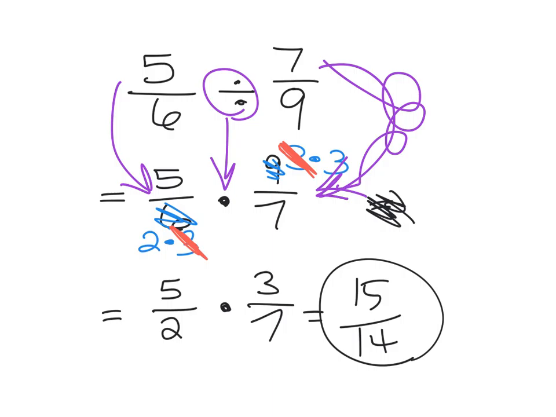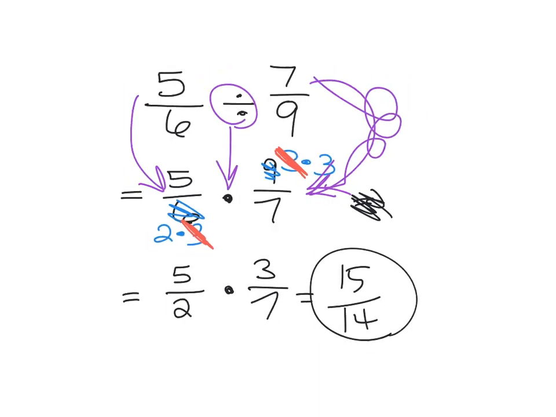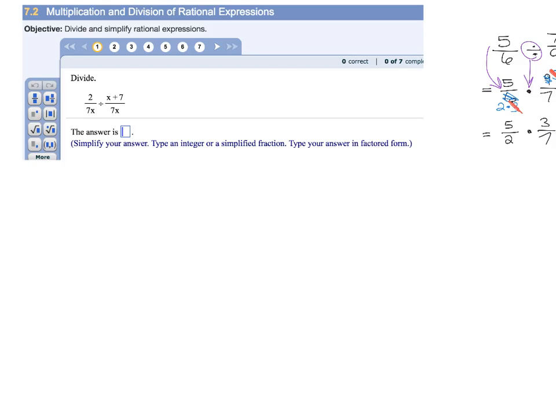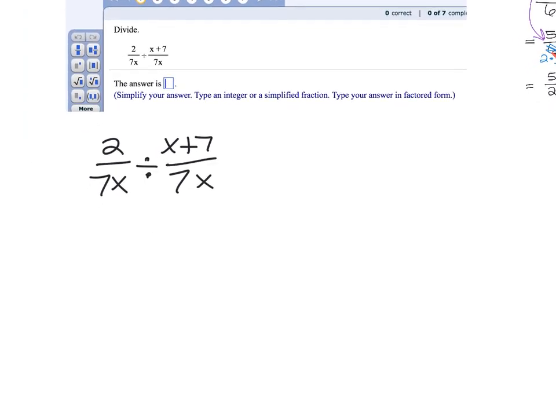Now, the idea is it's going to be the exact same set of rules when we are doing algebra, all right? So what do we have? We have 2 over 7x divided by x plus 7 over 7x. And so what does that mean? It means, well, the first fraction stays the same. The division symbol becomes a multiplication symbol. And then the second fraction flips. So you get 7x over x plus 7.